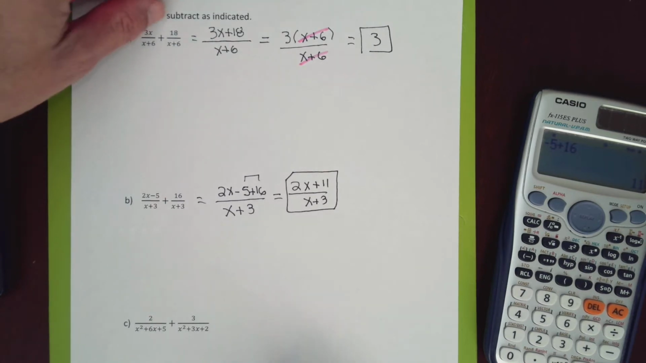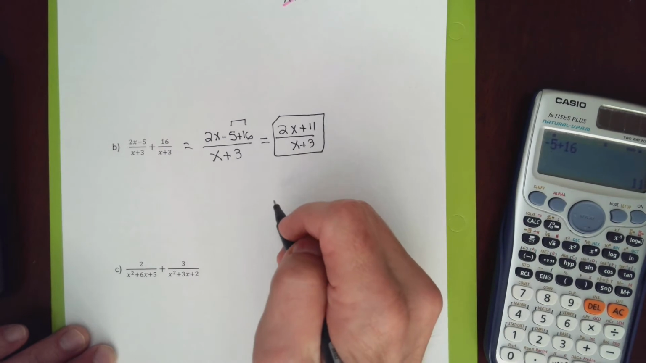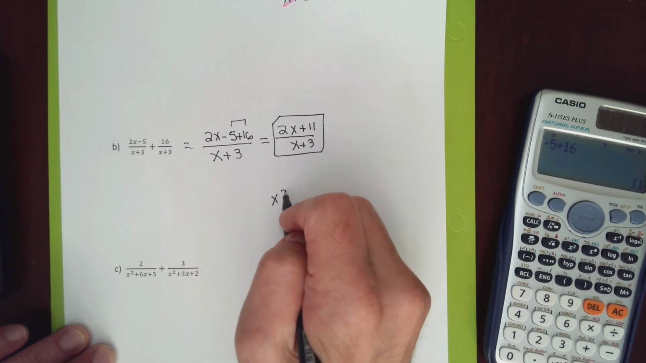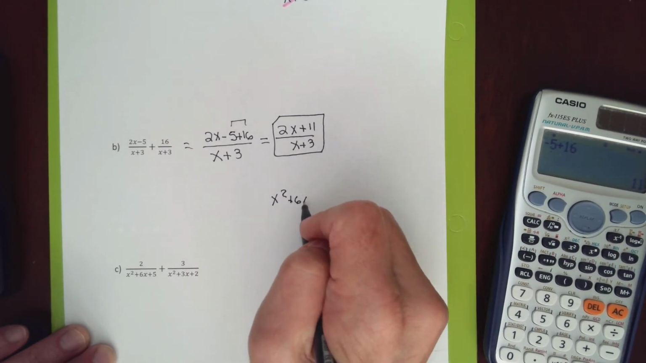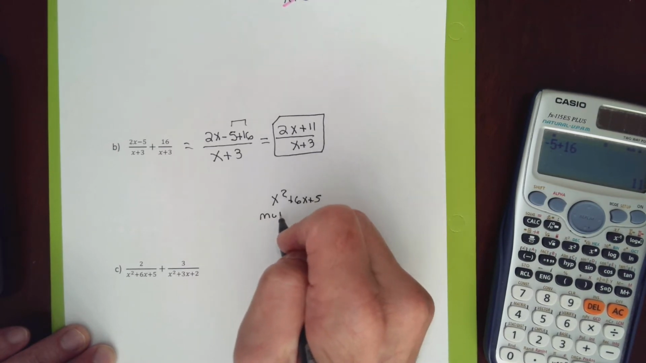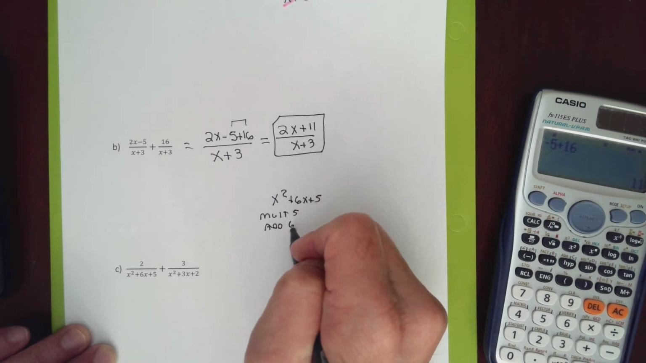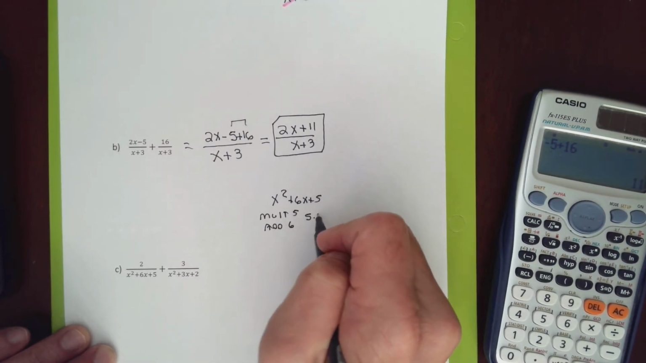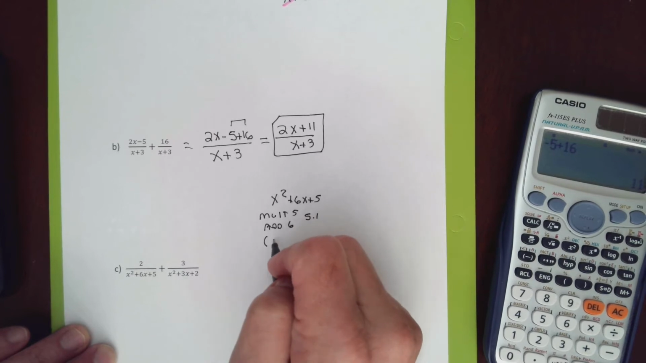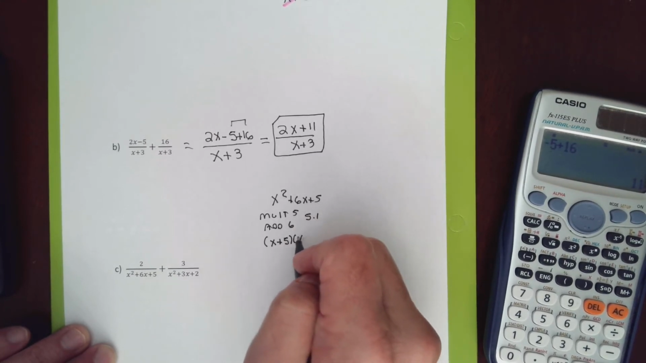5c is a mess. I need to factor all the denominators. I factor them off to the side. So I'm going to factor for part C. I'm going to factor x squared plus 6x plus 5. I'm looking for numbers that multiply to 5 and add to 6. That's going to be 5 and 1. Those multiply to 5 and add to 6. So that factors into x plus 5 times x plus 1.